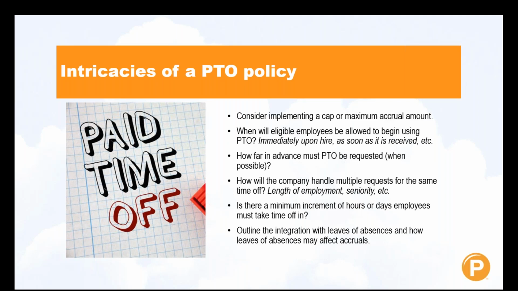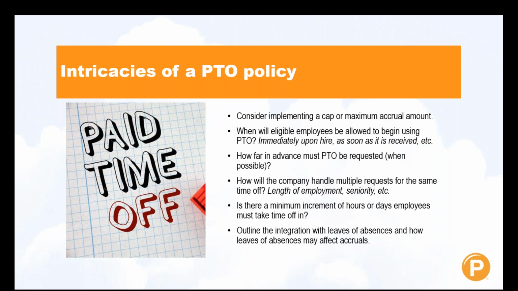Consider implementing a cap or a maximum accrual amount. And we could talk about, if you have specific questions, what a reasonable amount is. Generally, the standard is about 1.5 to 1.75 times the annual accrual amount should be the maximum. And when we say maximum, that means that employees can't carry over PTO beyond that amount. And if they hit that maximum amount, they either are paid out for it or they stop accruing PTO until they use some, which is allowed.